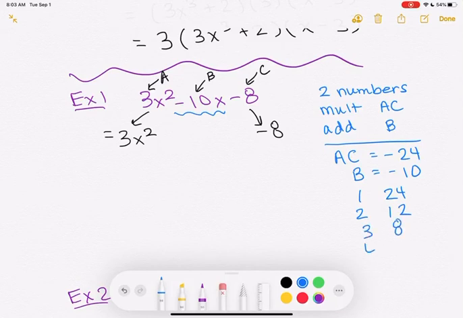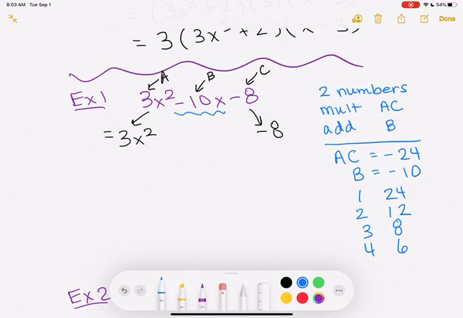Or how about 4? 4 times 6 will give me 24. 5 wouldn't work. If I went up to 6, I would just be back to the 6 times 4. So I have all my options here. Now I have to look at all these groups and find, is there one of these pairs where if I attached a negative to one of them, I would get a negative 10? Okay, so 1 and 24, I'm not seeing that happening.